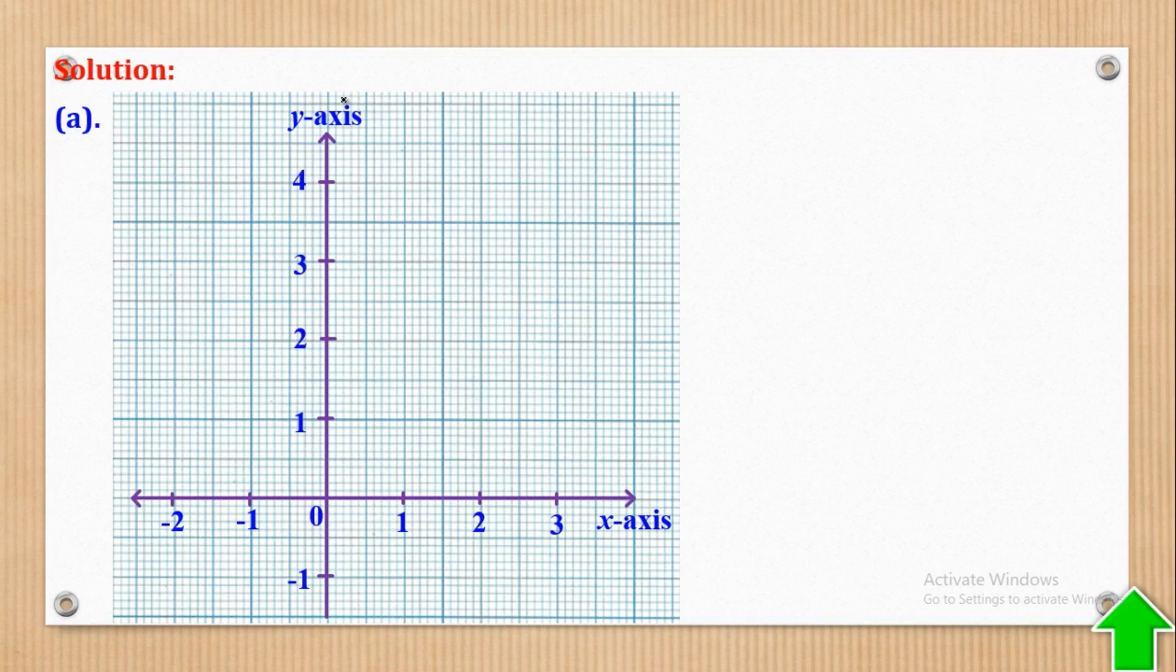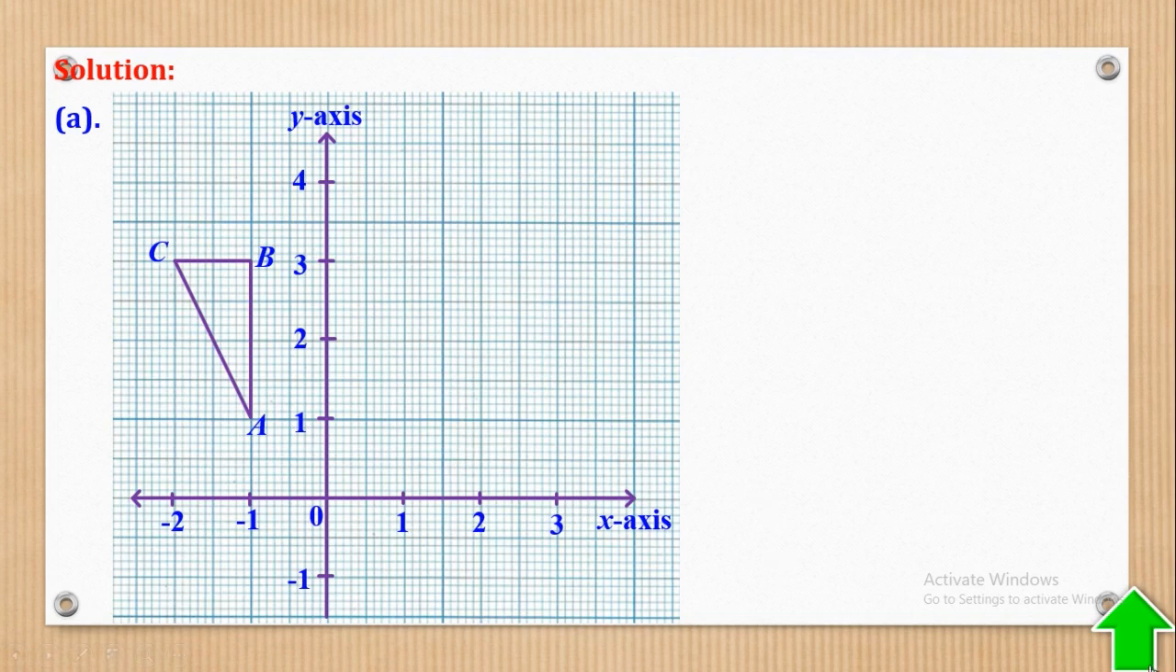Then from there we are going to plot. So plot point A, which is (-1, 1), point B, which is (-1, 3), and point C, which is (-2, 3). Then join A to B, B to C, and C to A to get triangle ABC. So that has been part A.